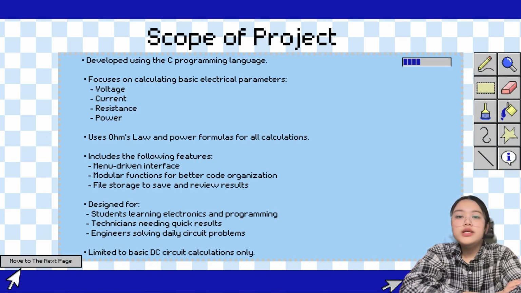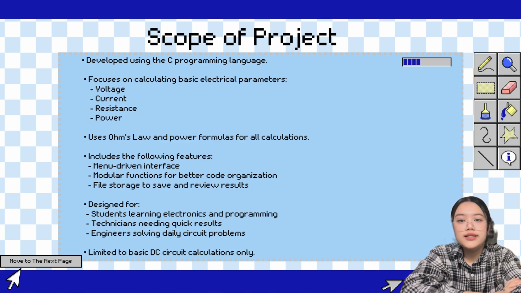This project is focused on helping users do simple circuit calculations easily. We created the program using the C programming language. It calculates 4 main values, which are voltage, current, resistance and power. The program uses basic formulas like Ohm's law and the power equation to do the math. To make it easier for users, we added a menu system so they can choose what they want to calculate. We also use separate functions in the code to keep it neat and organized.